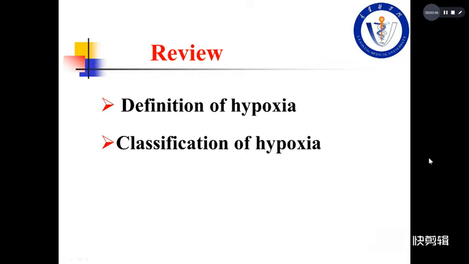Now, according to the etiology and parameters of oxygen, hypoxia is divided into 4 types: hypotonic hypoxia, chemic hypoxia, circulatory hypoxia, and exogenous hypoxia. Today, we will copy 3 types of hypoxia.